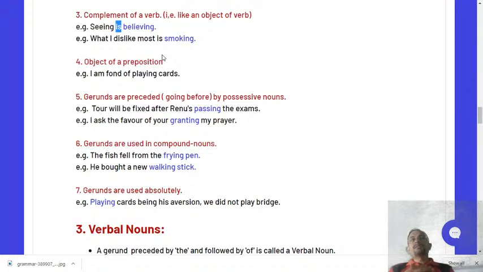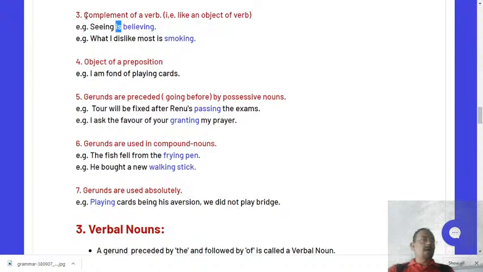So complement is the word which goes after the be verb, whereas the object is the word which goes after the action verb. So please do remember this difference. Okay, so complement of a verb means object of a verb, of course, but it is after the be verb.